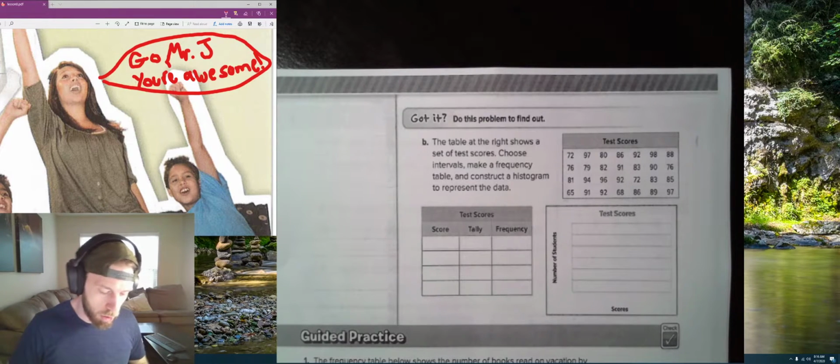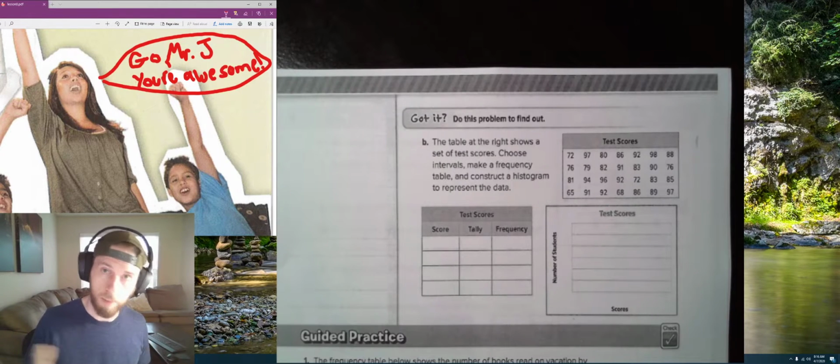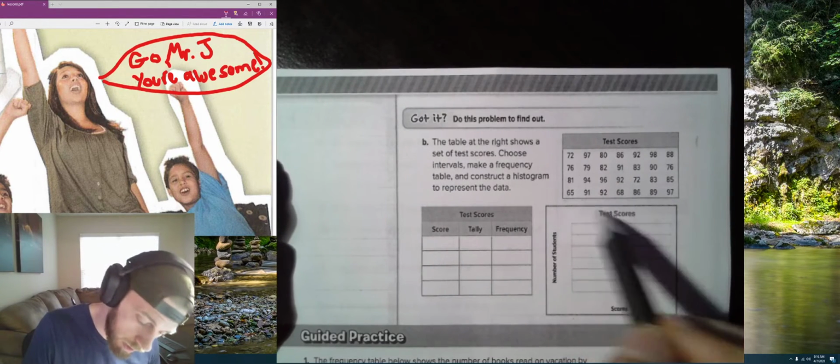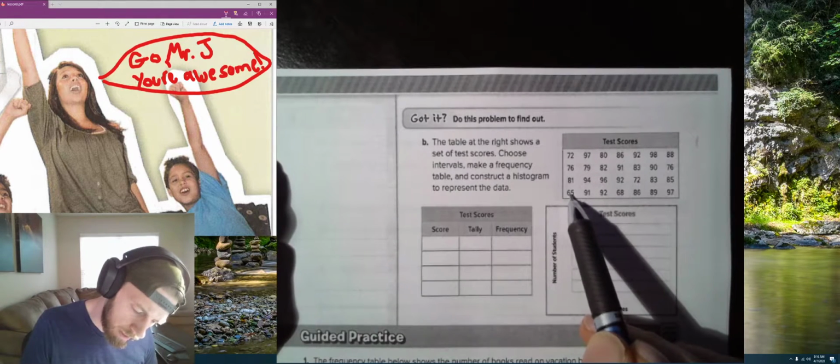The table at the right shows a set of test scores. Choose intervals, make a frequency table, and construct a histogram to represent the data. This is what I would do. I would look for my lowest number and my highest number. My lowest number in this set of data down here, I believe, is a 65.